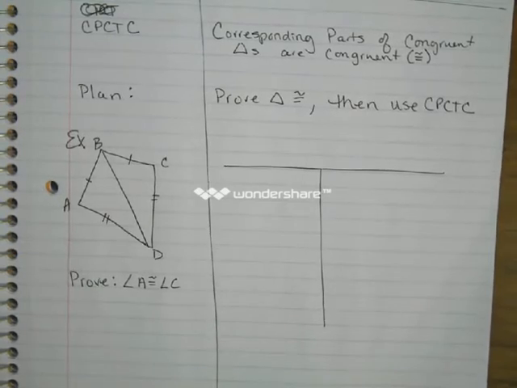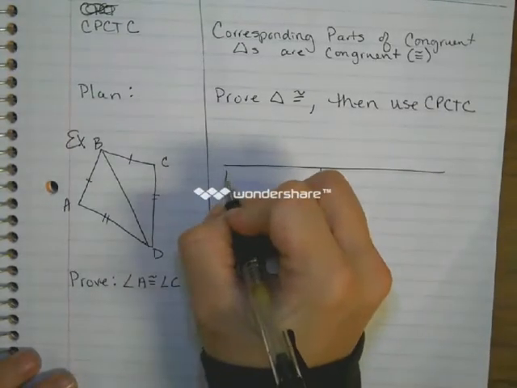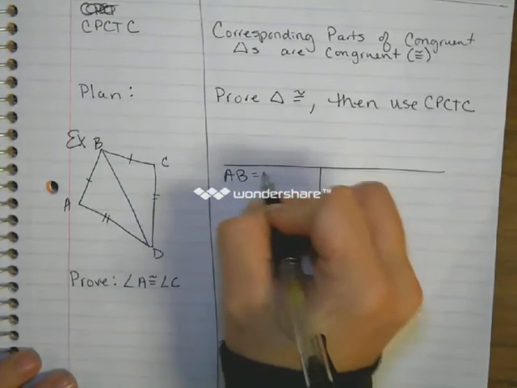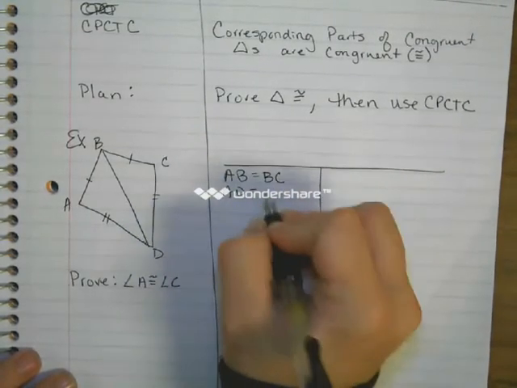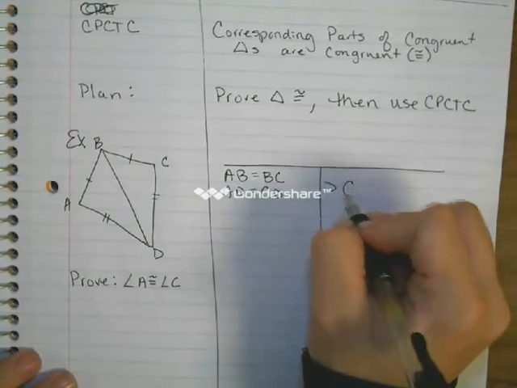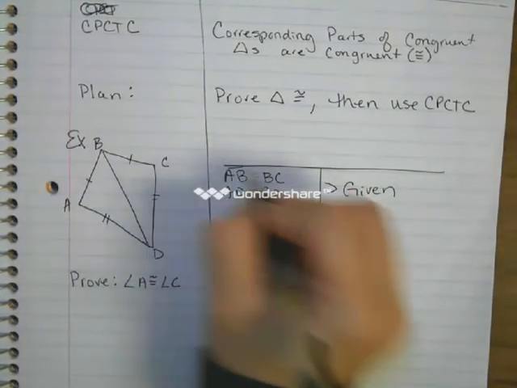So you start off with your givens. So AB is equal to BC, and AD is equal to CD. That was given. That's not enough to prove the triangles congruent. We need more. Okay, what else do we need?